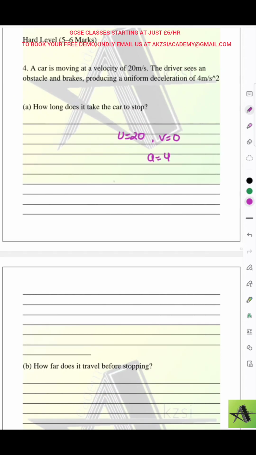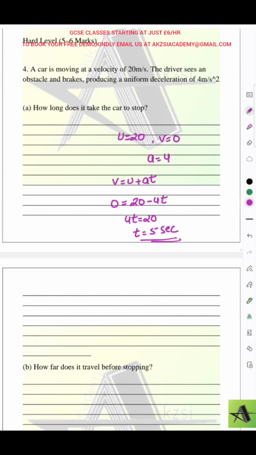They're asking the time, so it will be v equals u plus at. Obviously that would be the only acceptable one in this case. So v is 0 and u is 20. I told you acceleration is a vector quantity, so the direction of movement is important. We are reducing the velocity, that makes the acceleration negative. So 0 equals 20 minus 4t, so 4t equals 20. That means after 5 seconds it will eventually stop.